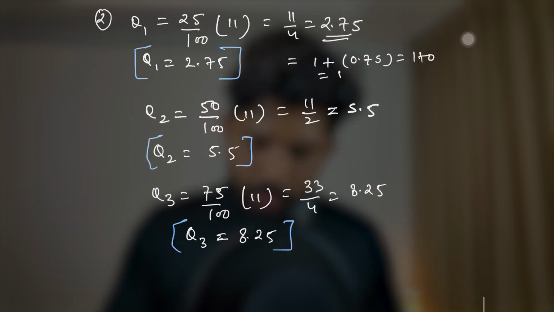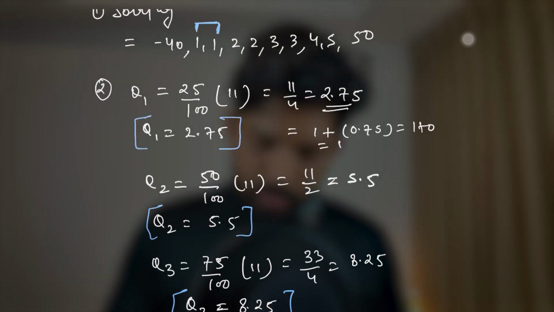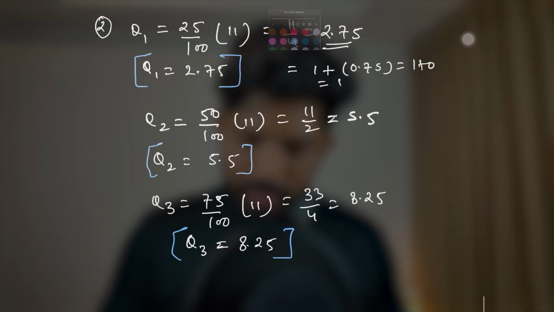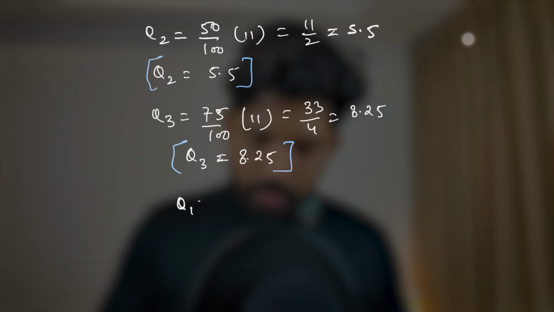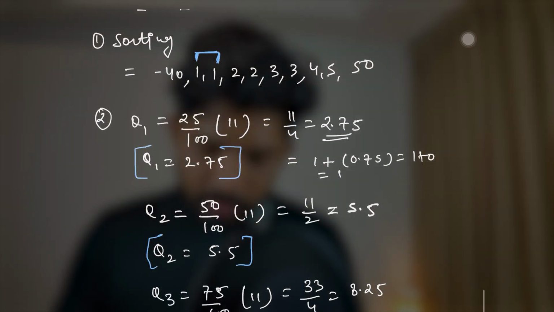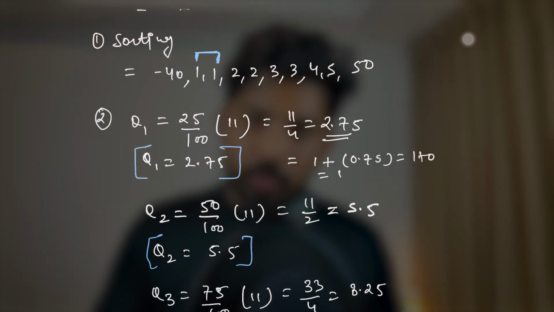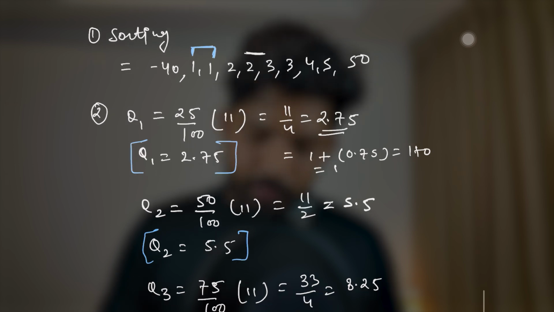So we can say Q1 is equal to 1, the final value, right? So I'll write here Q1 is equal to 1. Similarly, for Q2, this is at the 5.5 location, but we do not have any 5.5. So I can go 1, 2, 3, 4, 5. So it is somewhere between 2 and 3, right?